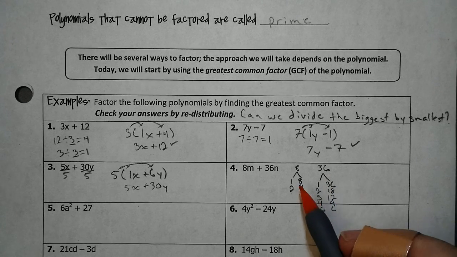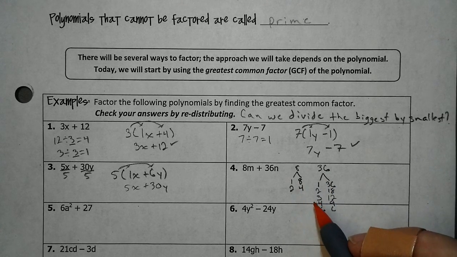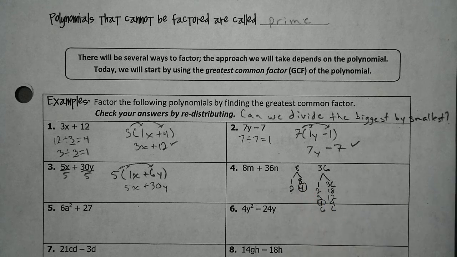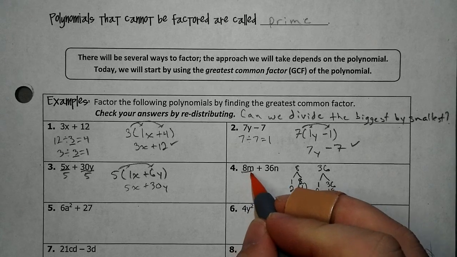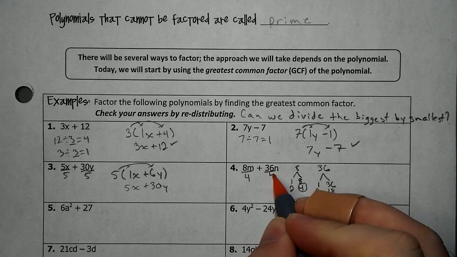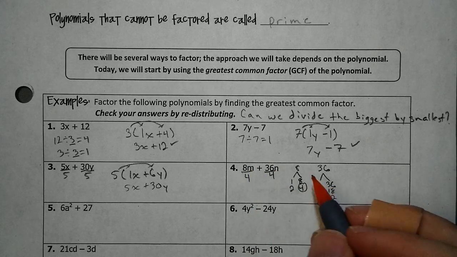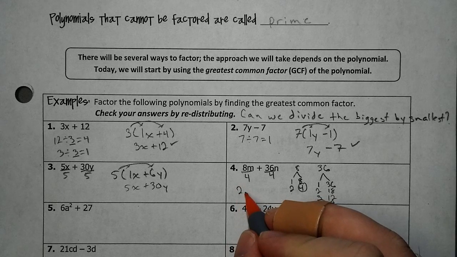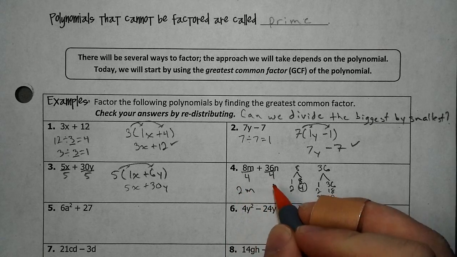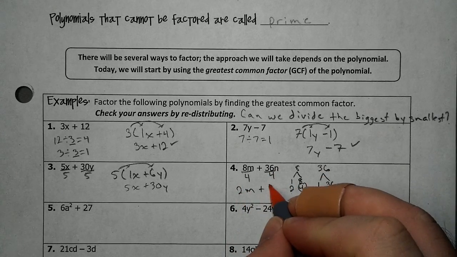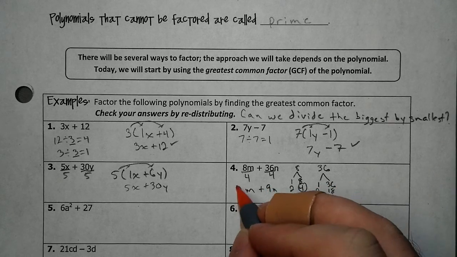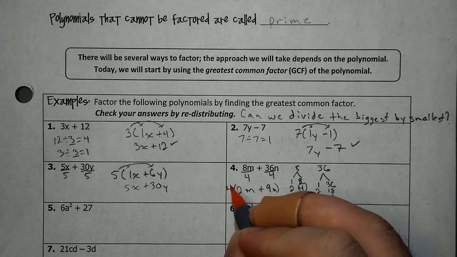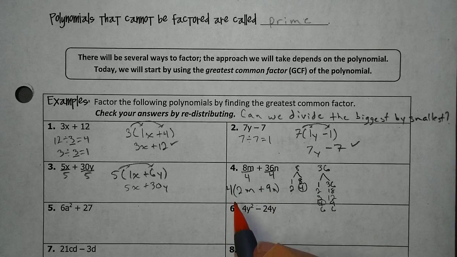And we look and we see the biggest number that's in both. The biggest number that's in both would be this 4. So 4 is going to be our greatest common factor. 4 is what we divide by. So we're dividing both of those by 4. Now we look, the letters are different, so we can't do anything with the letters. 8 divided by 4 is 2. 36 divided by 4 is 9. And then that 4 that we divided out, we'll put it outside the parentheses. So that is our answer.